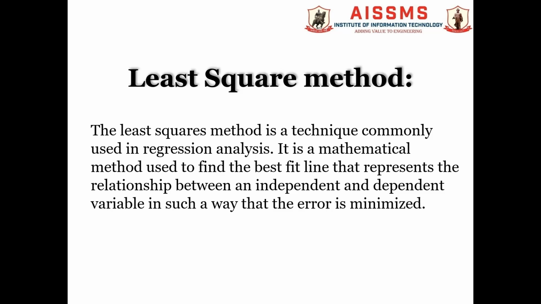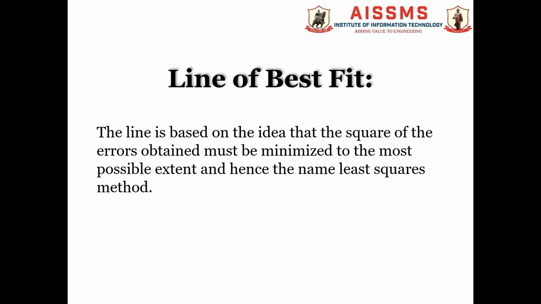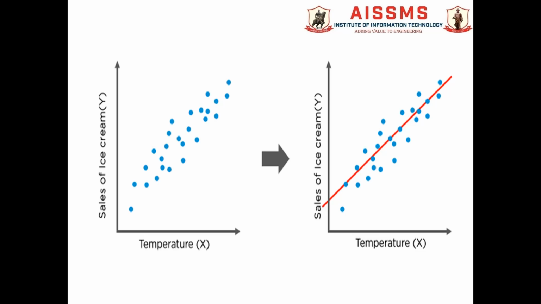It is a technique which is commonly used in regression analysis. It is a mathematical method to find the best fit line that represents the relationship between an independent and dependent variable in such a way that error is minimized. This line of best fit is based on the idea that the square of the errors obtained must be minimized to the most possible extent, and hence the name least square method. You will understand this least square method by using some examples.